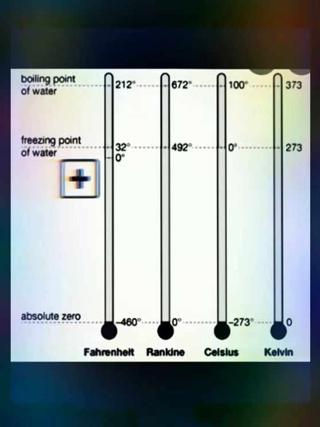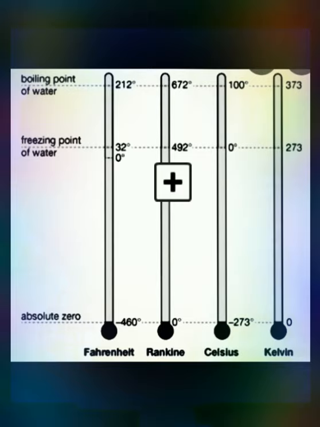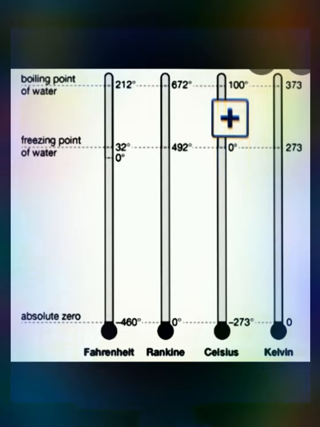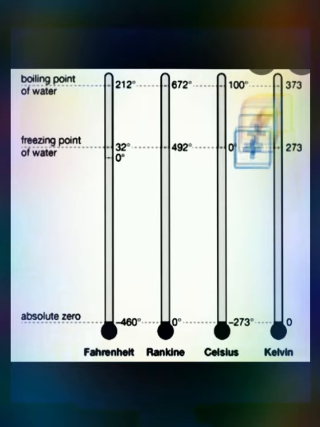And the lower fixed point in Fahrenheit scale is 32 degree Fahrenheit and the upper fixed point is 212 degree Fahrenheit. In Rankine, the lower fixed point is 492 degree Rankine, and the upper is 672 degree. In Celsius scale, the lower fixed point is 0 degree Celsius and the upper fixed point is 100 degree Celsius. Similarly, in Kelvin scale, lower fixed point is 273 Kelvin and upper fixed point is 373 Kelvin.